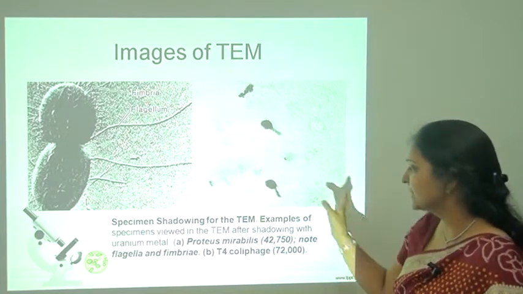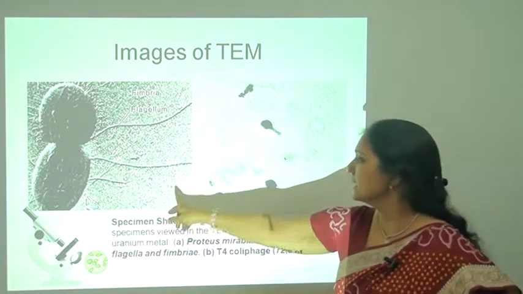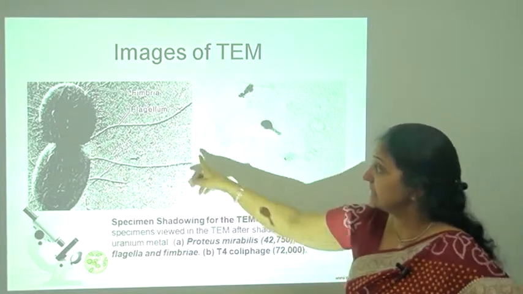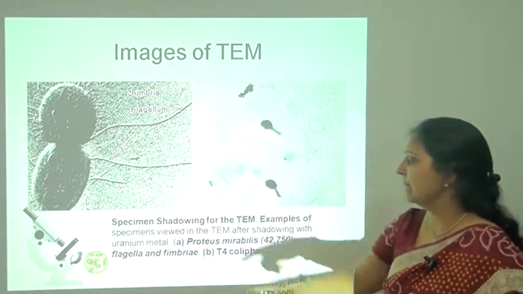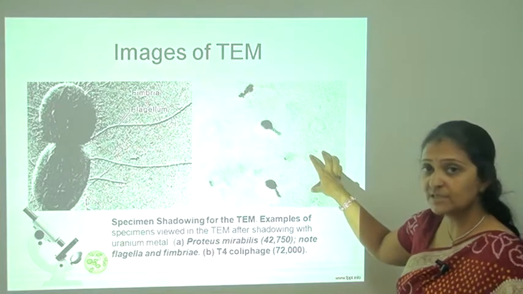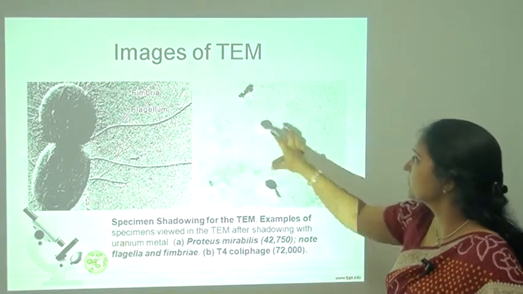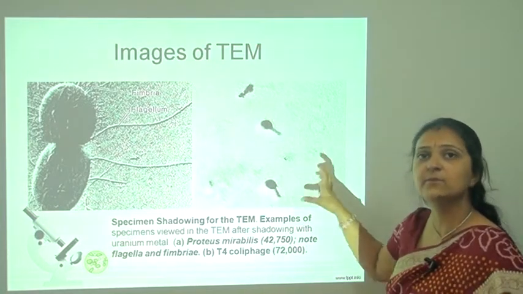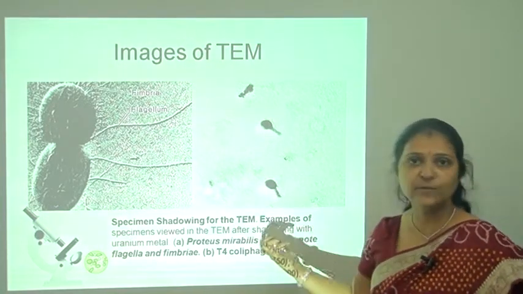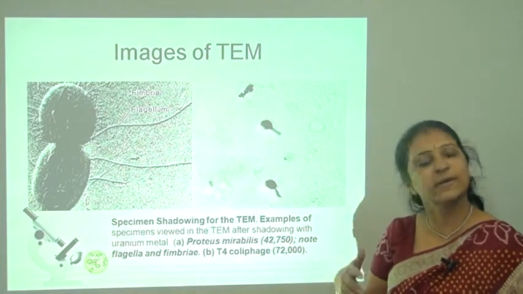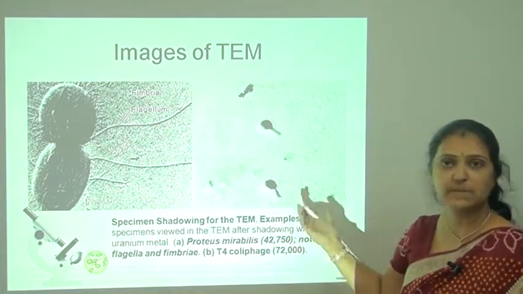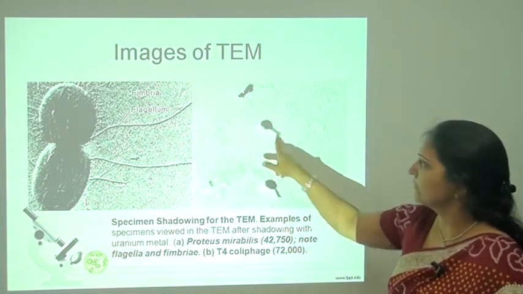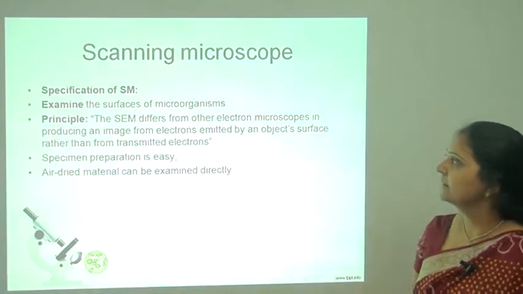These are some examples of organisms which can be studied by transmission electron microscopy. This is the structure of Proteus mirabilis; we can see the flagella, fimbriae and internal structure. And this is the T4 coliphage, a bacteriophage. The structure of bacteriophages, or viruses, can be seen only by electron microscopy, as we know that viruses cannot be seen by simple light microscopy. This is the hexagonal structure of the bacterial T4 phage.